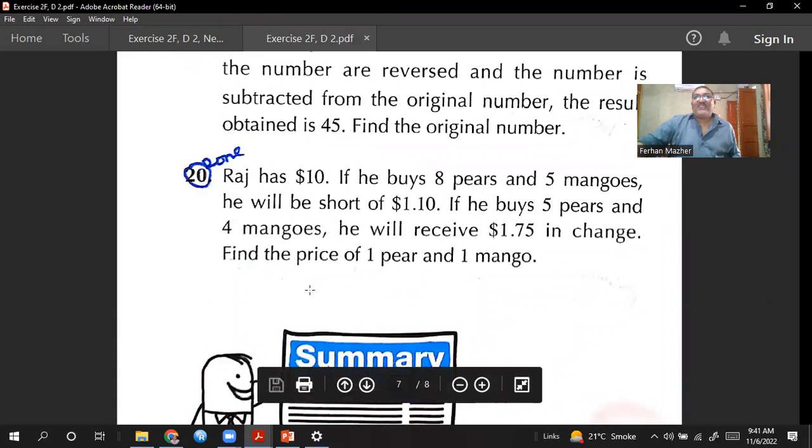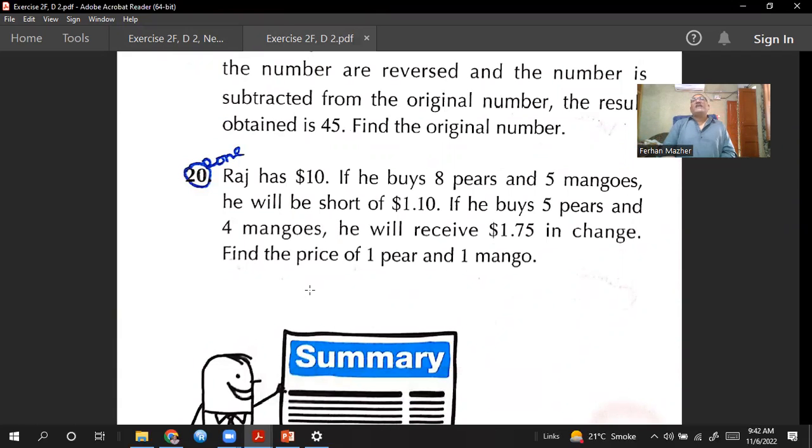Raj has $10. If he buys 8 pears and 5 mangoes, he will be short of $1.10. If he buys 5 pears and 4 mangoes, he will receive $1.75 in change. Find the price of 1 pear and 1 mango.